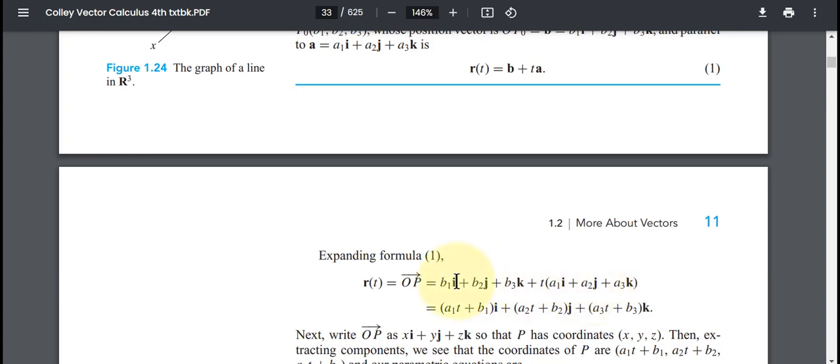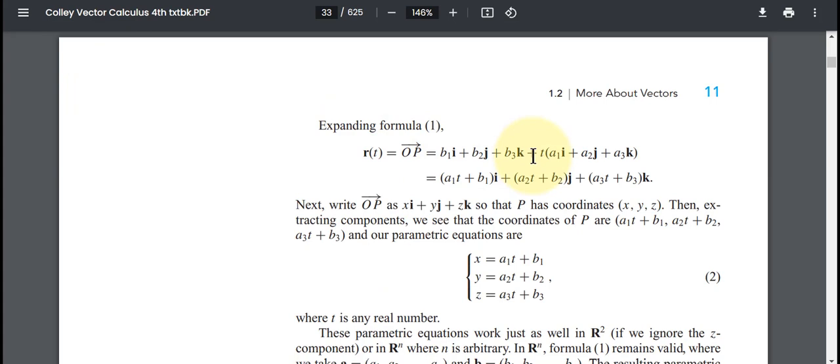Now we can collect terms and figure out what's multiplying i. So B1 and TA1. We can write that as something times i: A1T, that's this part here, A1T plus B1, times i. And then we can figure out what's multiplying j, and that's A2T plus B2, and so on. We can do the same thing with k. So we just did a little bit of algebra here, but we haven't generated those three associated equations yet.